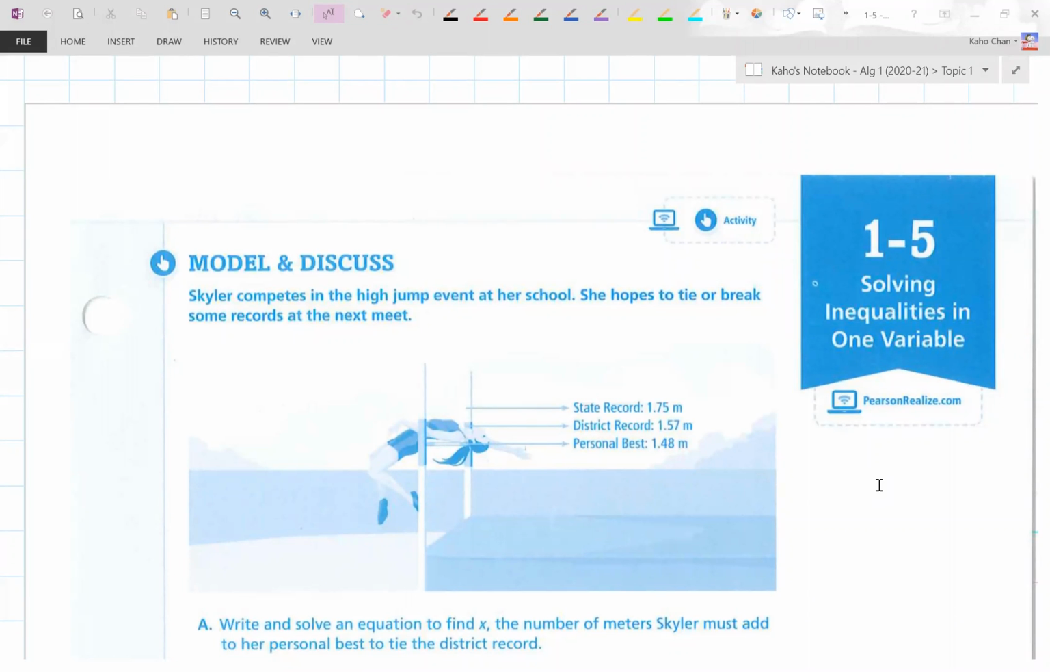Hello, Algebra 1 students. I'm about to do lesson 1-5, solving inequalities in one variable. And before we get on to the opener, I want to just share with you inequalities and what they mean. Write this at the top. We're on page 17 of your note taker. If you're following along in your textbook, we're on page 30.